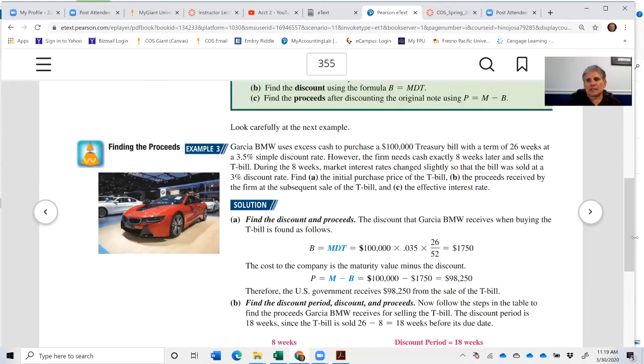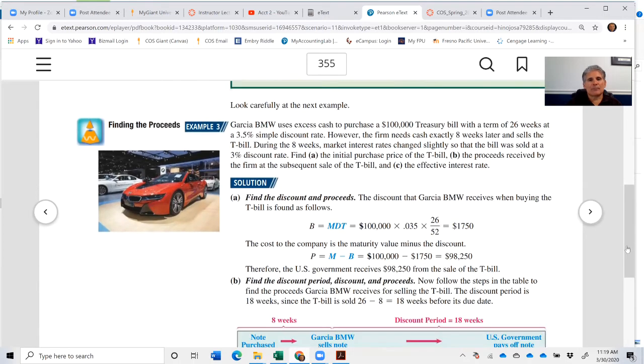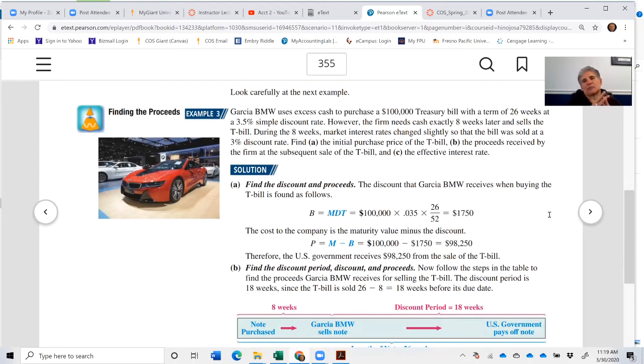The last example is Garcia BMW uses cash to purchase a $1 million treasury bill with terms of 26 weeks at a 3.5% simple discount. Let's just stop right there and say, okay, well, we're probably going to need to know this, but even if we don't need to know, it'll be a good exercise.